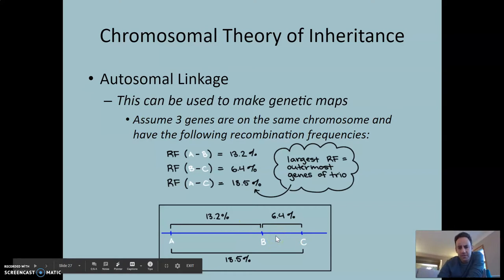Now the astute mathematician among you might say, hey, wait a minute, 13.2 plus 6.4, that's 19.6. That's not 18.5. Why isn't it perfect? And the reason why it's not perfect is because of that element of random chance. So if you were to do these crosses a bajillion times, then yeah, it would probably add up to pretty close to exactly the right number. But in the absence of that, random chance is going to make recombination happen a little bit more or a little bit less than would be predicted under perfect circumstances. And so there is a little bit of wiggle room there when these numbers add up. So if it's close, then that's probably a sense that you're on the right track with this mapping business.